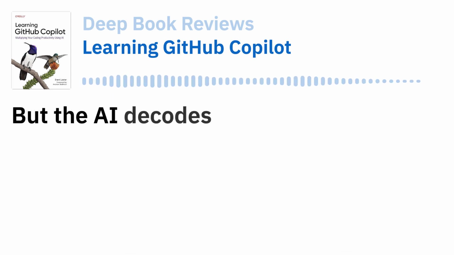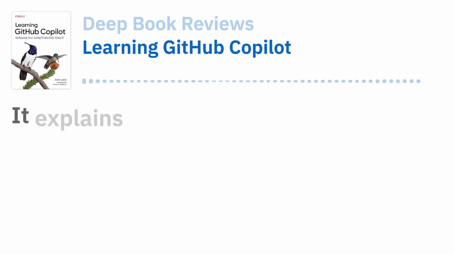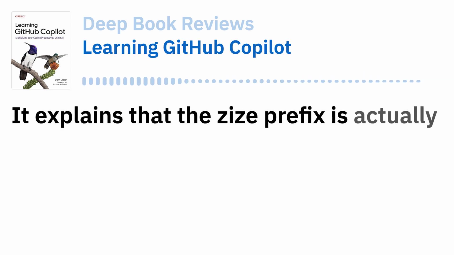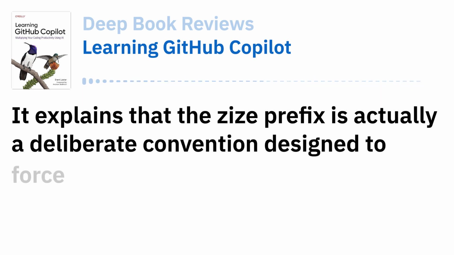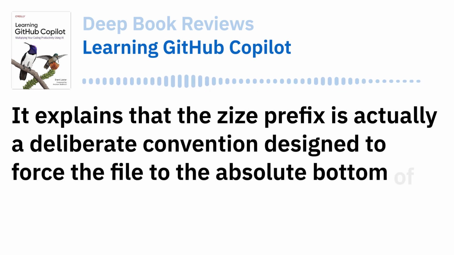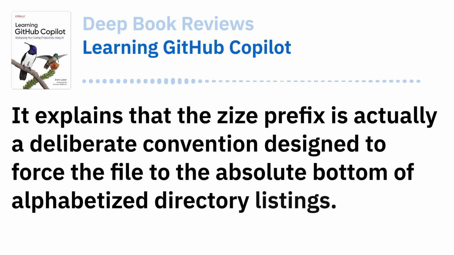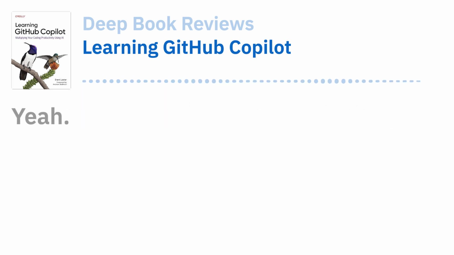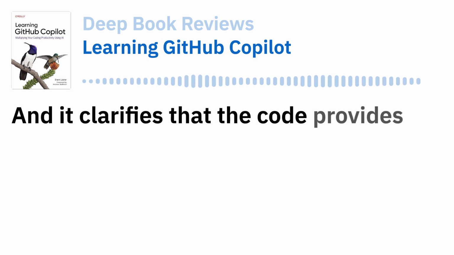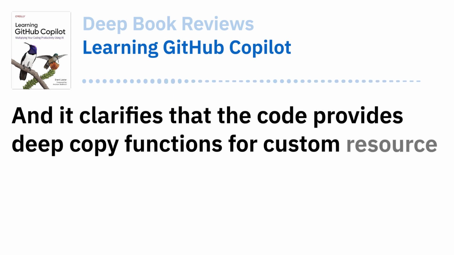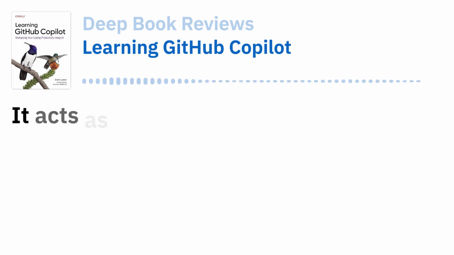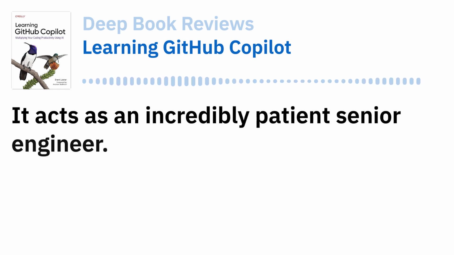But the AI decodes the naming conventions. It explains that the zz prefix is actually a deliberate convention designed to force the file to the absolute bottom of alphabetized directory listings. Just so humans don't have to look at it. Yeah, and it clarifies that the code provides deep copy functions for custom resource types in Kubernetes. It acts as an incredibly patient senior engineer. That's a great way to put it.